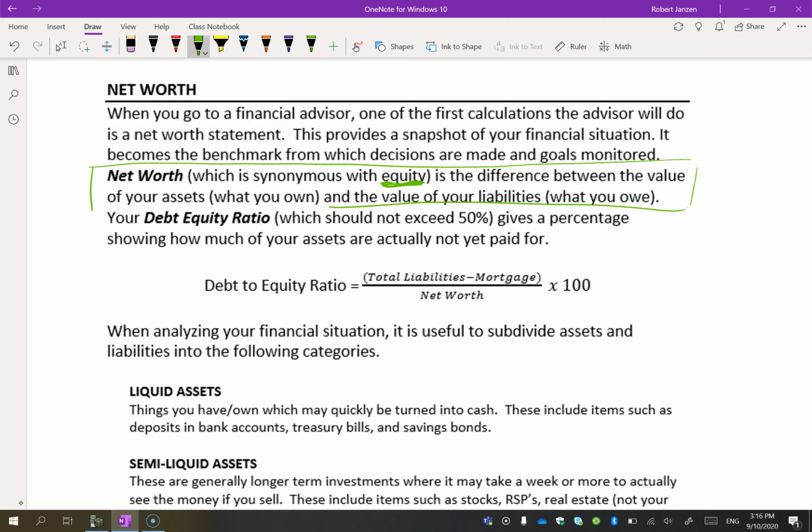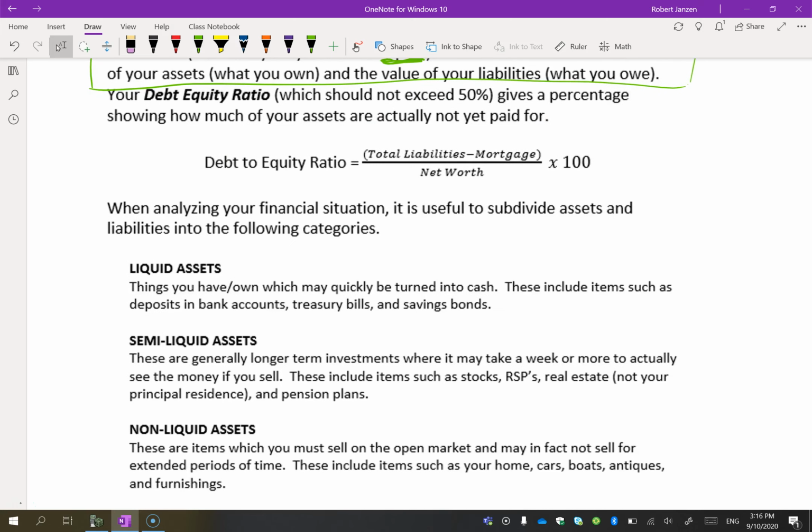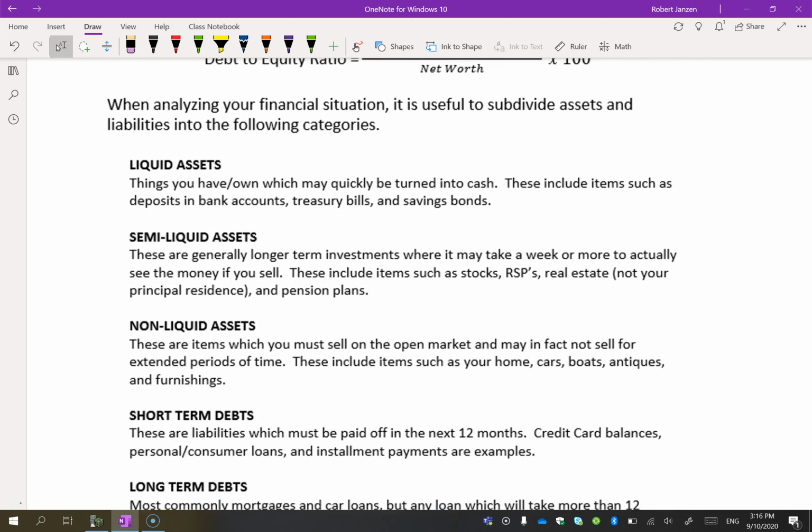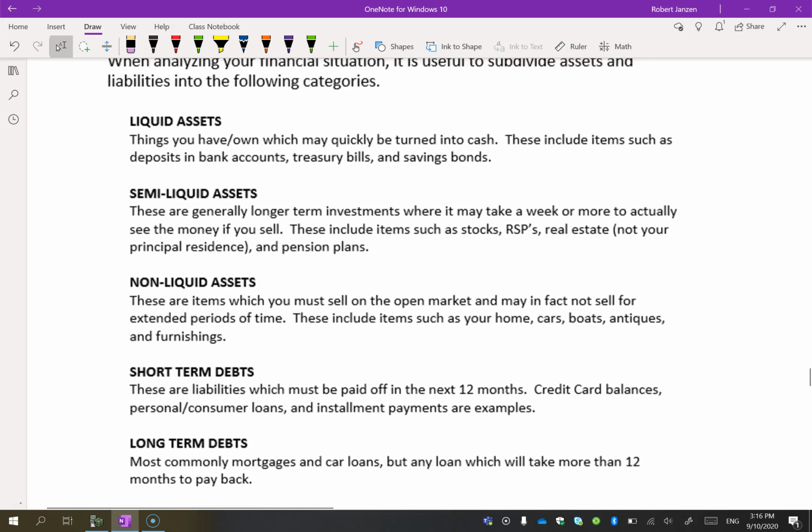Okay, your debt equity ratio, which is not supposed to be more than 50%, gives the percentage showing how much of your assets are actually not yet paid for. Okay, so let's quickly talk about some of these words.